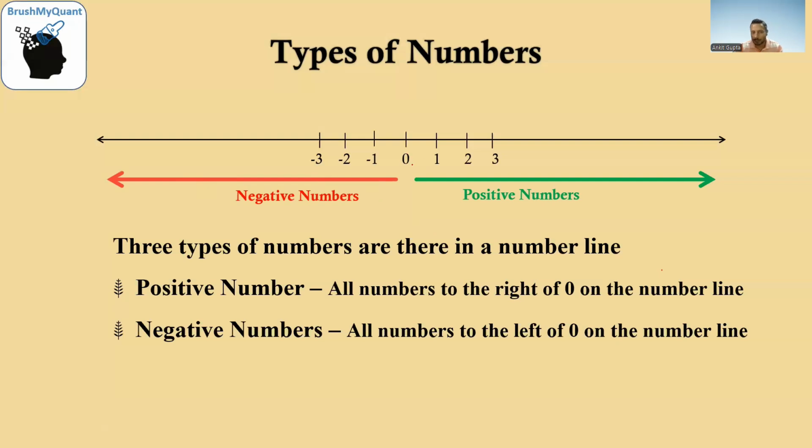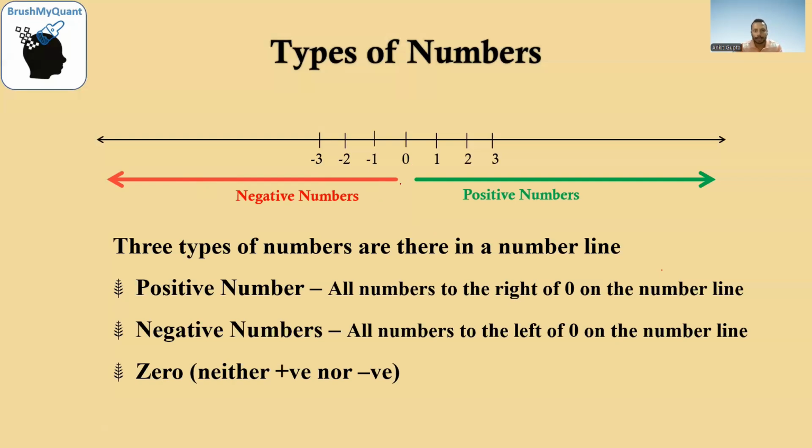And then you wonder what is 0, right? So 0 is neither positive nor negative. So we have 3 types of numbers: positive numbers, which are towards the right of 0, negative numbers, which are towards the left of 0, and then we have 0, which is neither positive nor negative.